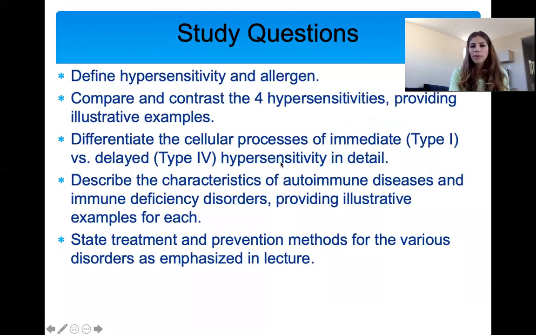So to sum up this lecture, we talked about the 4 different hypersensitivities: type 1, type 2, type 3, type 4. Know the examples that fall in each. The characteristics of autoimmune diseases: autoimmune diseases are when your body loses the ability to tolerate itself, self-tolerance, and it starts attacking its own tissues. Immune deficiency disorders is when you lack a proper immune system. And then we ended up talking about primary and secondary immune deficiencies.